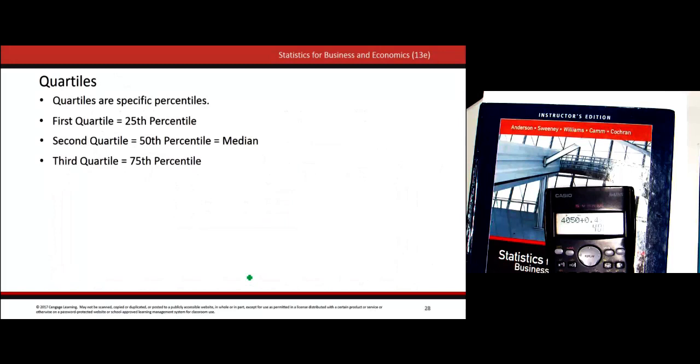Quartiles are specific percentiles. They partition the data into four equal segments. We have three quartiles: first quartile, second quartile, and third quartile. The first quartile is the 25th percentile, the second quartile is the 50th percentile, which is also the median, and the third quartile is the 75th percentile.